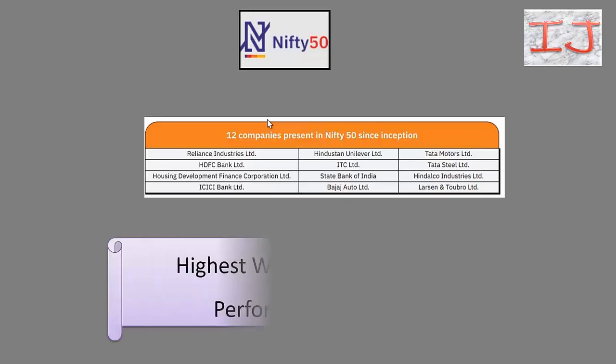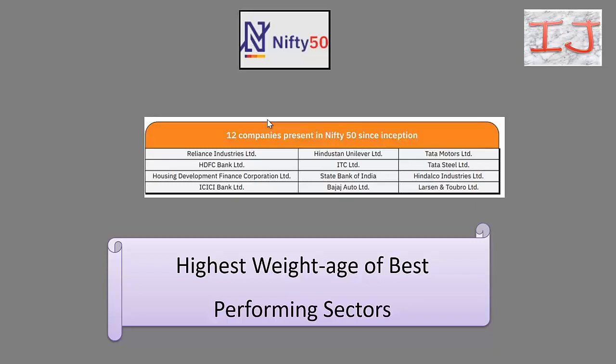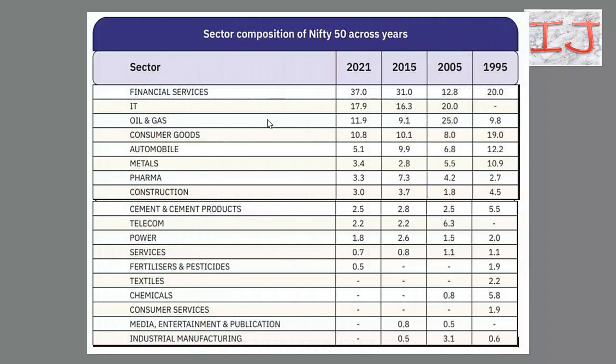Because of this churning, the index has the highest weightage of companies in the best performing sectors. As shown here, is how the industry weightage of various sectors has changed over time in Nifty 50. For instance, financial services, which were just 20% of Nifty 50 in 2005, constitute more than one-third of the whole index in 2021. Similarly, the IT sector, which was not part of the index in 1995, has the second highest weightage in Nifty 50 presently.